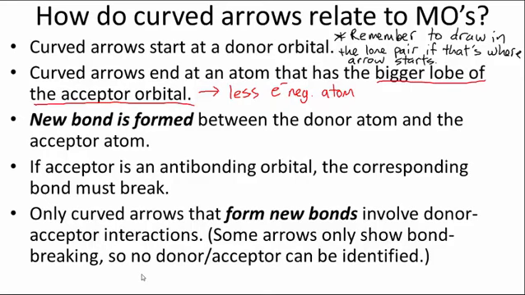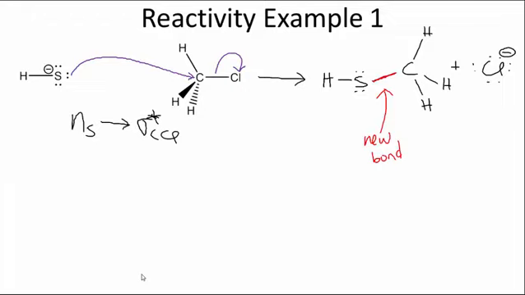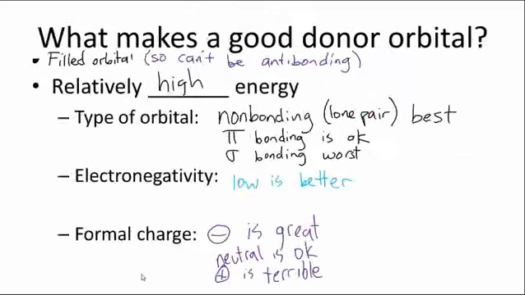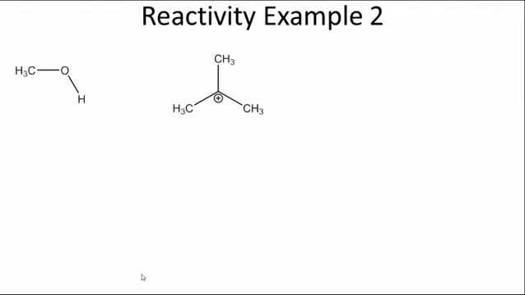So we had done at least one example where we predicted a reaction based on the MOs, where we said, oh, if we take this SH minus, the lone pair on sulfur is the best donor, the sigma star CCl is the best acceptor, and we just followed that to its logical conclusion, and we said we'd make a new bond. So we're going to do two more examples where we predict a reaction, and that'll kind of close us out.